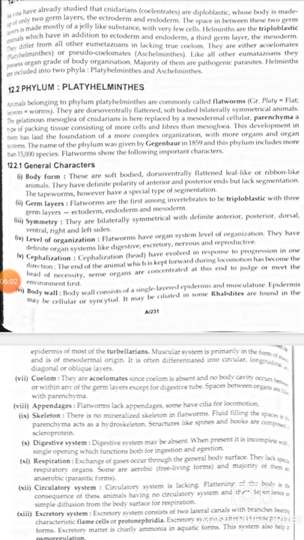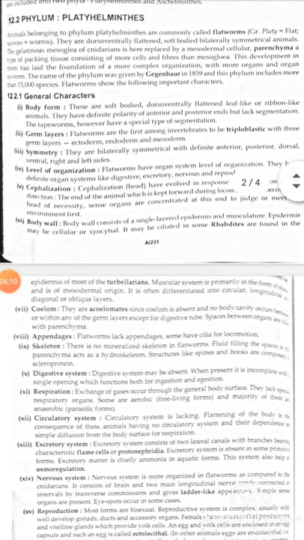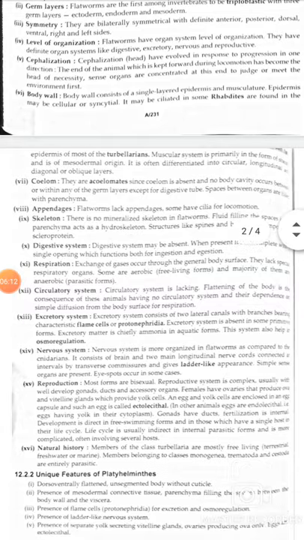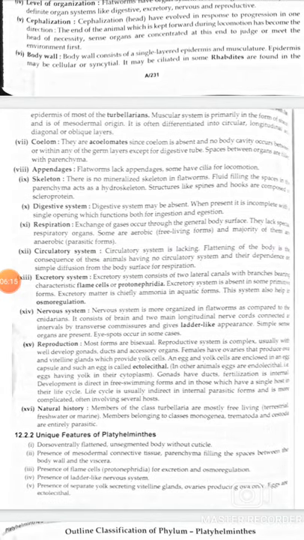Simple sense organs are also present. However, eye spots in some cases are also found in these platyhelminths. Next is reproduction. Most of the forms in platyhelminths are bisexual.